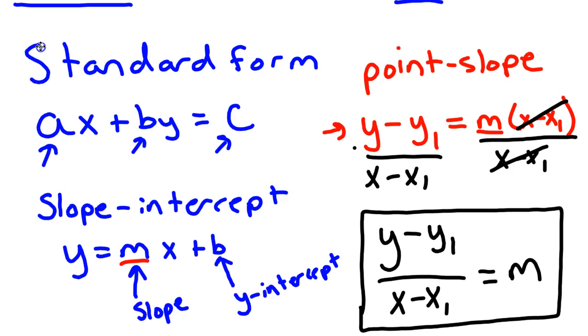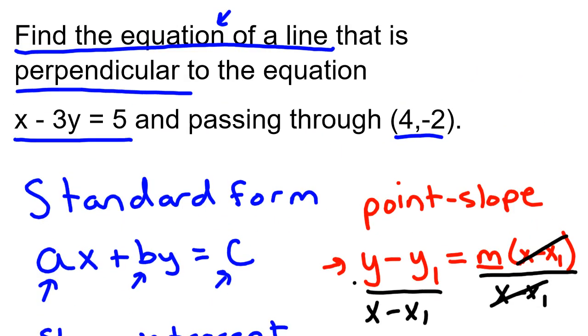I've kind of lost track of our problem. So here's our problem again. Find the equation of a line that is perpendicular to the equation x minus 3y equals 5 and passing through (4, negative 2). So the first thing is we need to find the slope. We've got that equation, x minus 3y equals 5.